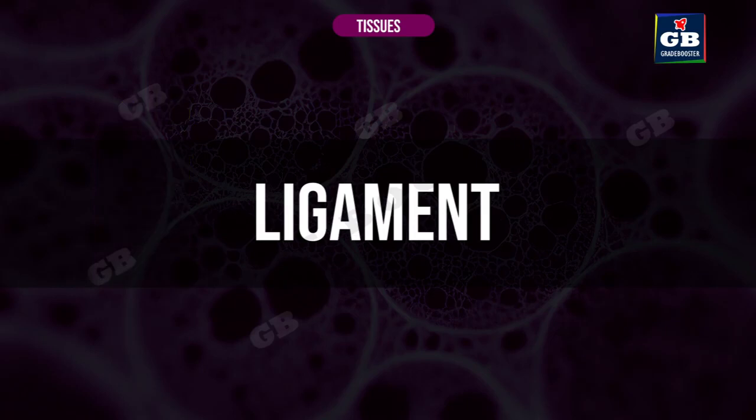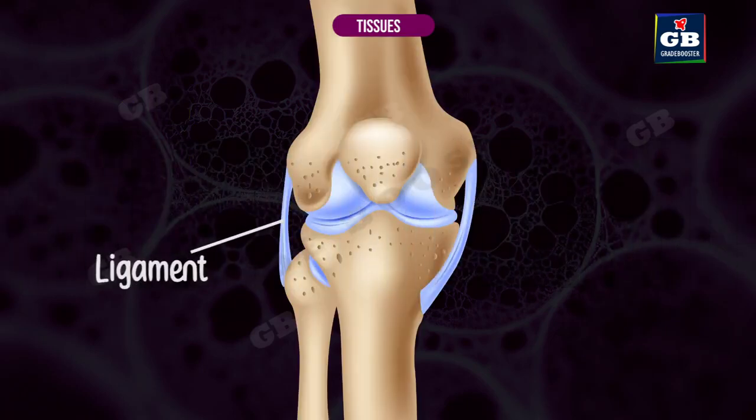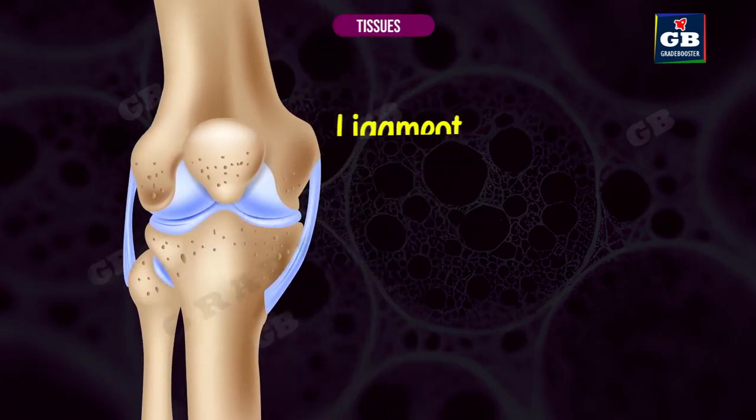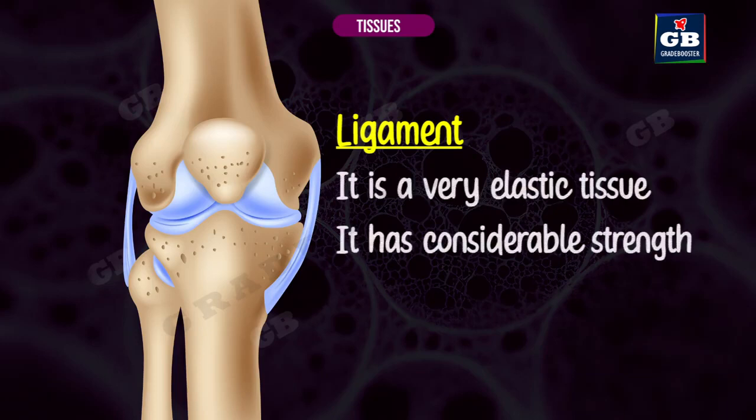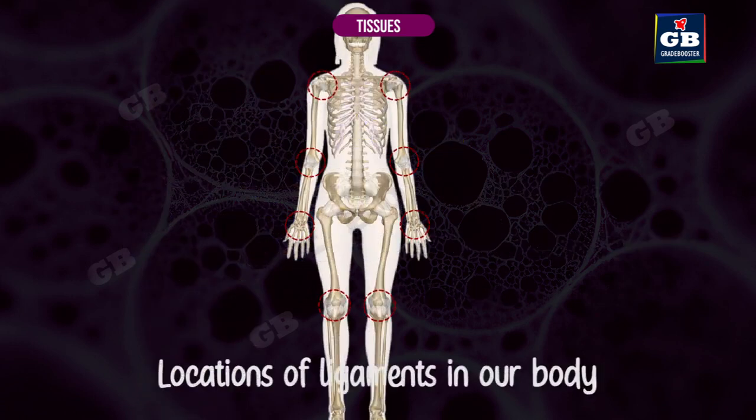First, let us see about ligament. Ligament is a kind of connective tissue that connects two bones together. This tissue is very elastic and has considerable strength. Ligament has very little matrix. These are the locations of ligament in our body.